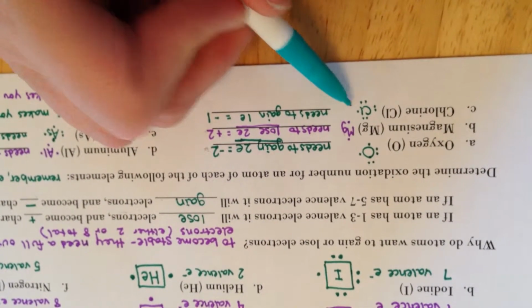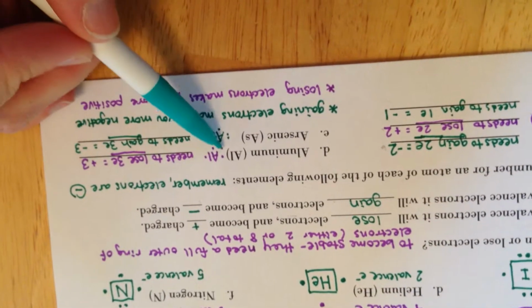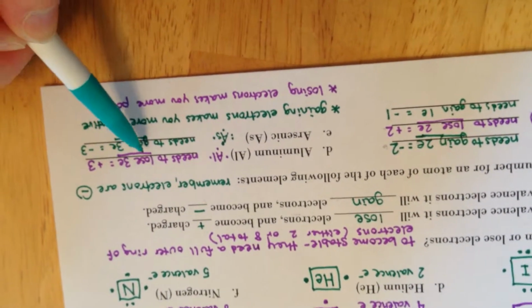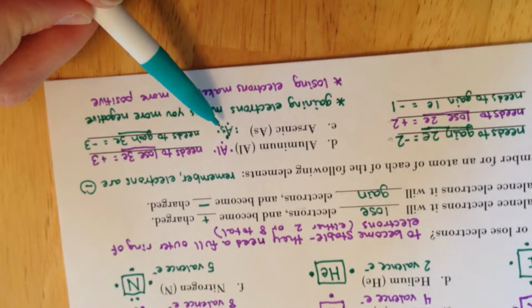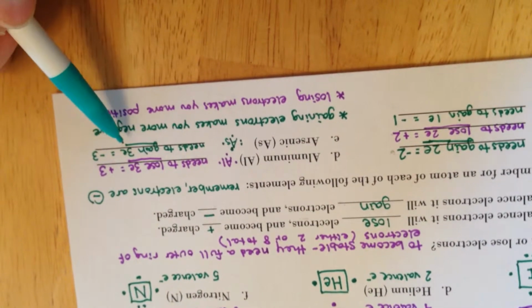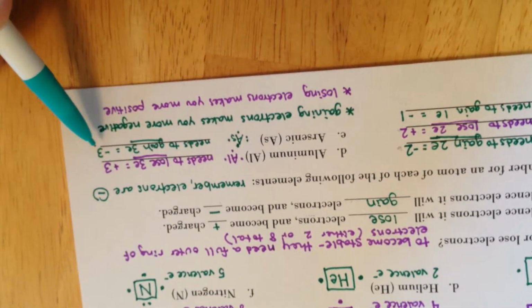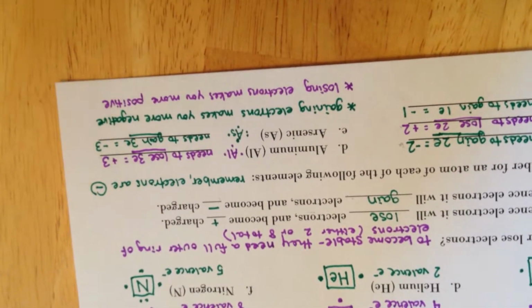Chlorine has 7. It needs to gain 1, so it has a -1 charge. Aluminum has 3 to give away, so losing 3 electrons makes you positively charged, so 3+. And arsenic has 5. 1, 2, 3, 4, 5. It needs to gain 3, so it has a -3 charge. This is important. Gaining electrons makes you more negative, losing electrons makes you more positive.